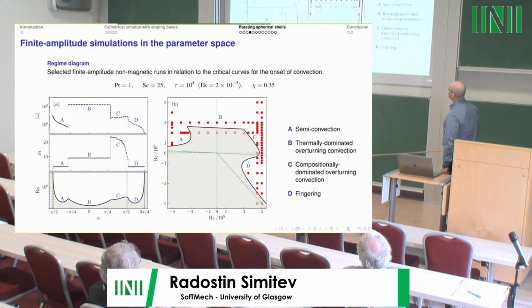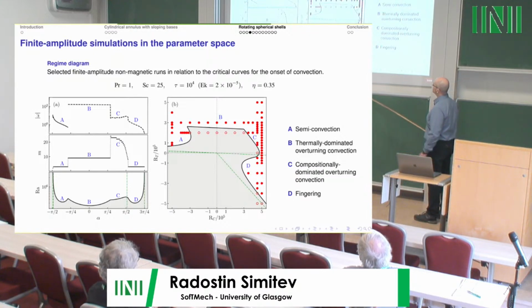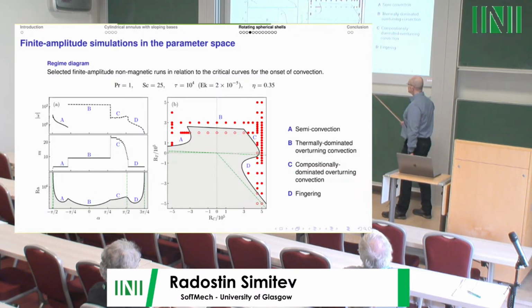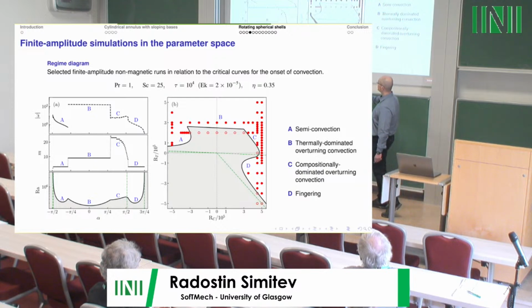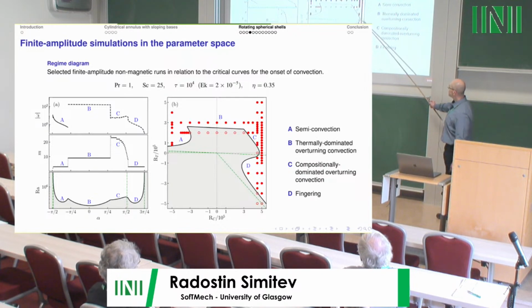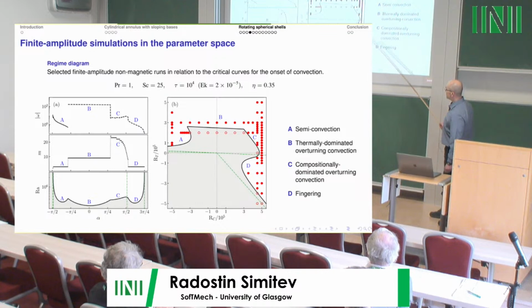And so we're identifying regimes of compositional convection as, A, the semi-convection regime would appear here, where the compositional Rayleigh number is negative, so stabilizing, and the thermal is positive, so destabilizing. The fingering regime of convection will appear in this region, for positive compositional Rayleigh numbers and negative thermal Rayleigh numbers.